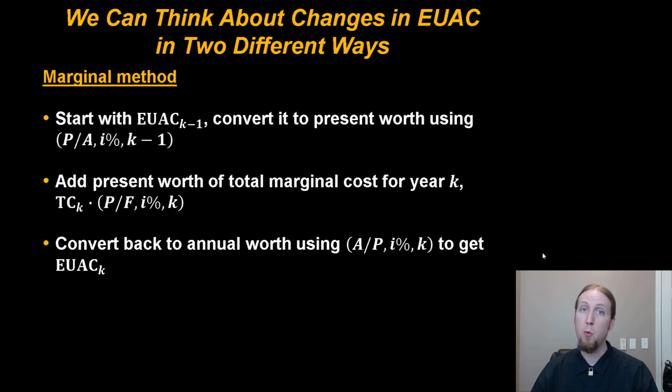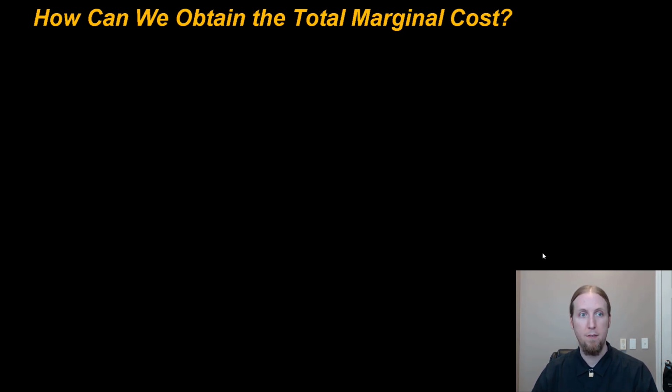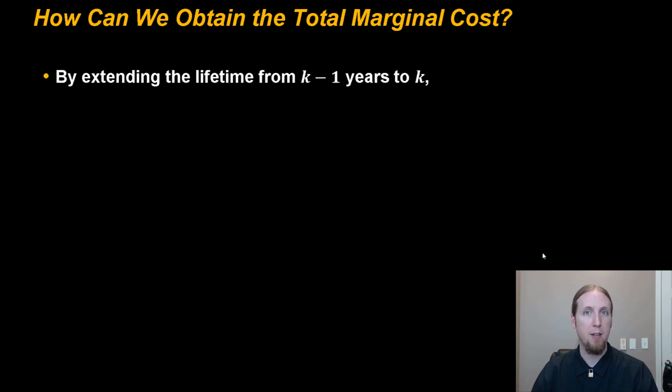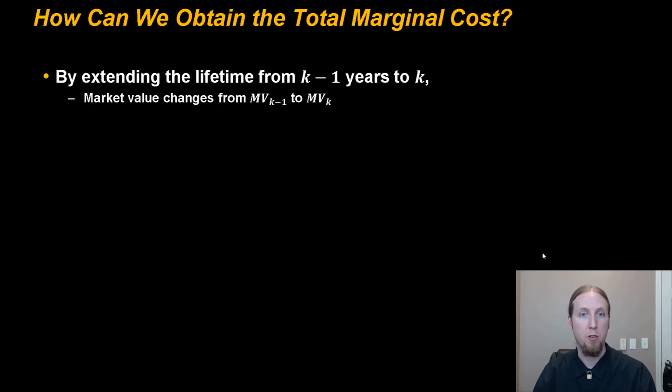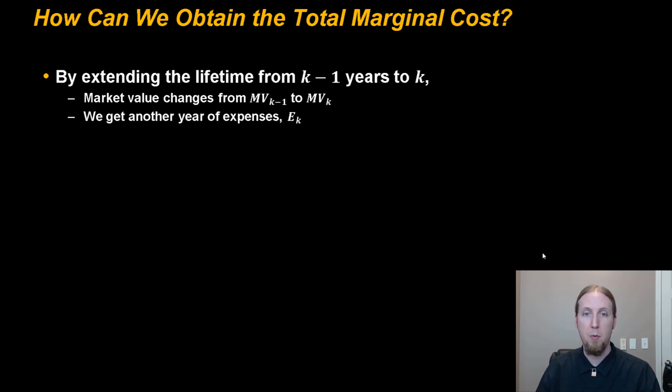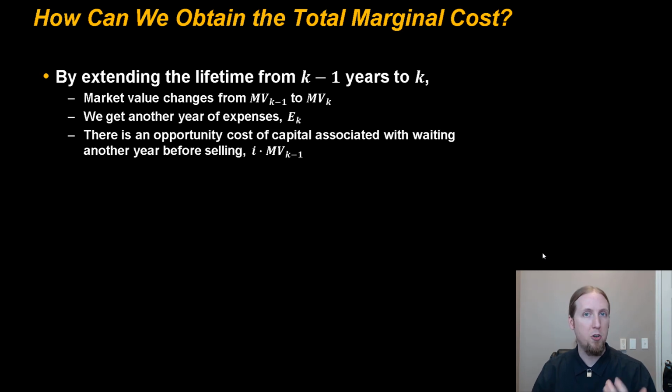That assumed that we know what the total marginal cost is in future worth terms for year k. So now we need to think about how do we calculate that. There are a couple of different things that go on when we extend the lifetime of a project from k minus 1 years to k. The first thing is that the market value is going to change from MV sub k minus 1 to MV sub k. The next thing is that we get another year of expenses, E sub k, and then this is the tricky part. There's an opportunity cost associated with waiting another year before selling.